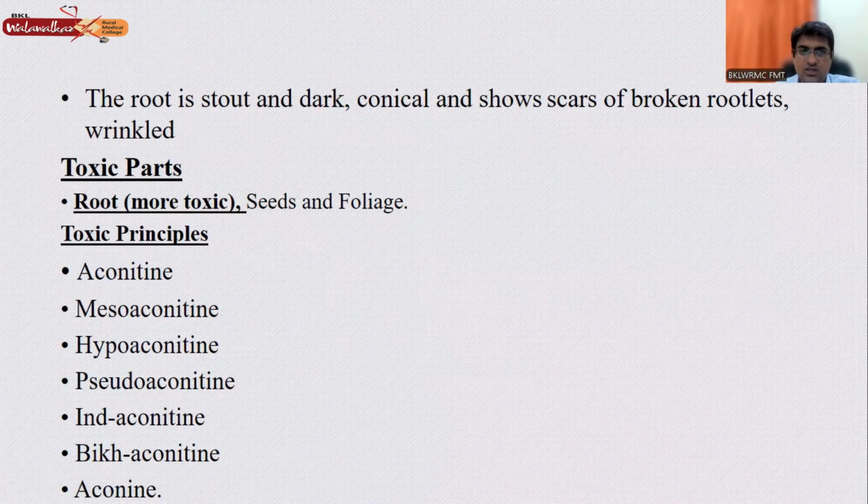The root is stout, dark, conical, and shows scars of the broken rootlets, and it is wrinkled in nature. Toxic part: the root is the most toxic. Seeds and foliage are also toxic to some extent. There are a number of active principles you will see in this plant. These are aconitine, mesaconitine, hypaconitine, pseudoaconitine, indaconitine, bikhaconitine, and aconine. These are the active principles seen in this aconite plant.